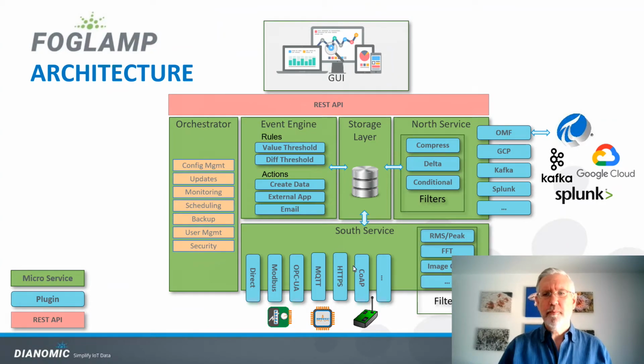This is the architecture. So all these pieces fit inside a gateway, which is FogLAMP. And the data flows from the south to the north. So from the south service through the storage layer, out the north service to whatever destination it's going to.